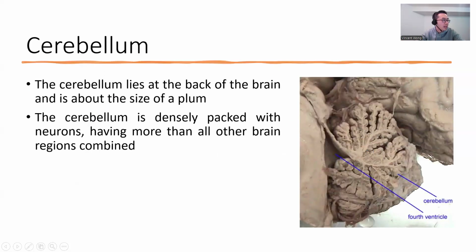All right, moving on, we have the cerebellum. The cerebellum is located at the back, right here. And in front of it, you can see the distinct triangle structure. That's the fourth ventricle. The cerebellum is about the size of a plum, and it has more neurons, neuronal connections in the cerebellum than the rest of the brain combined. And it's really important for fine motor control of your body parts.